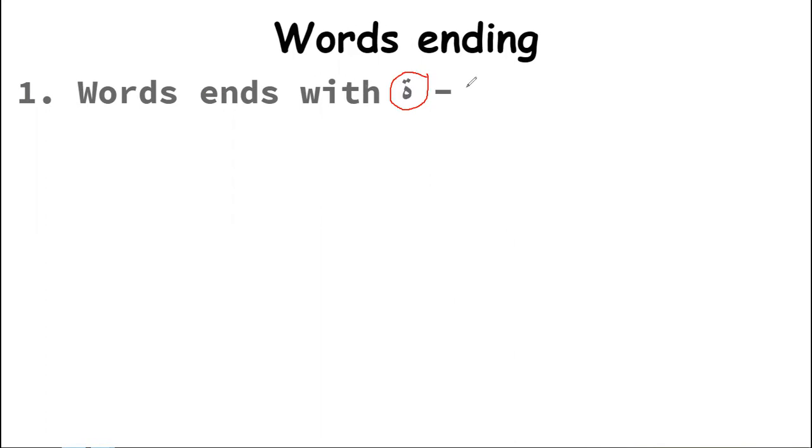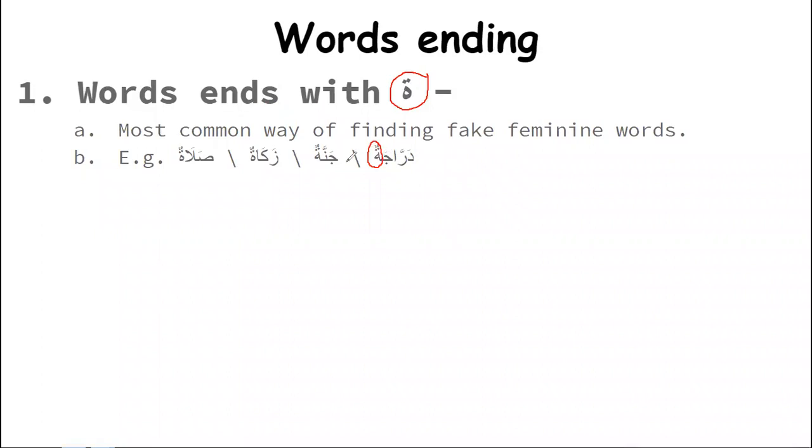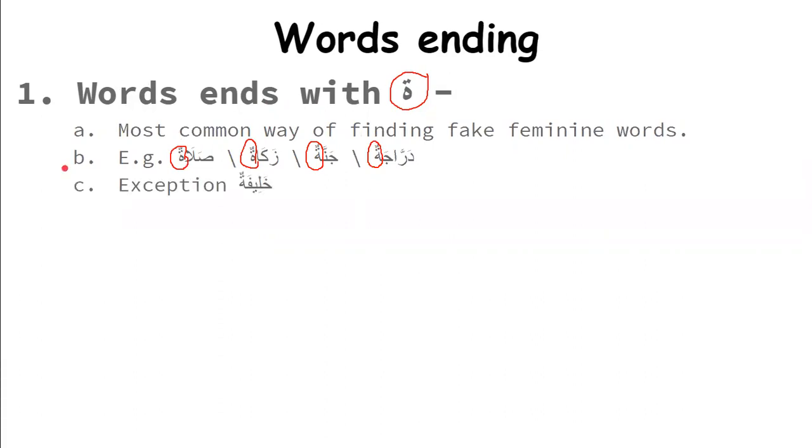So the word ending ta marbuta or the round ta, if you find it at the end of any word, that word is considered feminine. This is the most common way. Like rajatun. You don't have to know the meaning, my brother and sister. If you see this ta at the end, or jannatun, see, jannat is feminine, or zakatun, or salatun, those words are considered feminine. Easy to understand? Yes. Okay, and you cannot forget this.